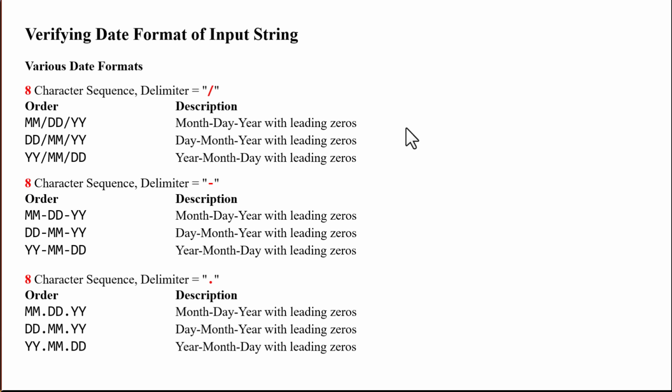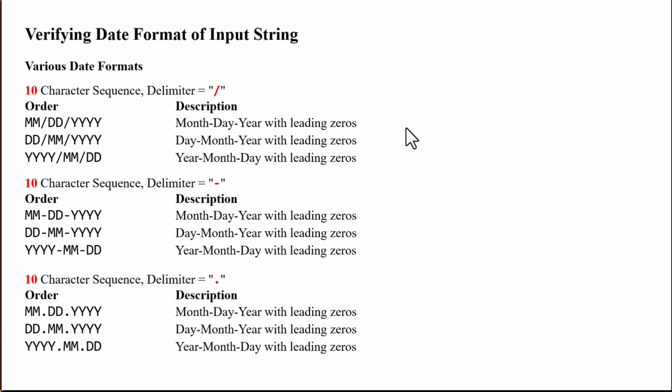There are many date formats, but we're going to look at basically formats that are either an 8-character sequence format, where you have a delimiter being a slash, a dash, or a period. And again, even in this 8-character date sequence, you can see there are many different ways in which it can be represented. Similarly, we could also look at a 10-character date sequence, and that's the format we're going to use for today's exercise. So we're going to use a 10-character sequence date format with the delimiter being the hyphen.